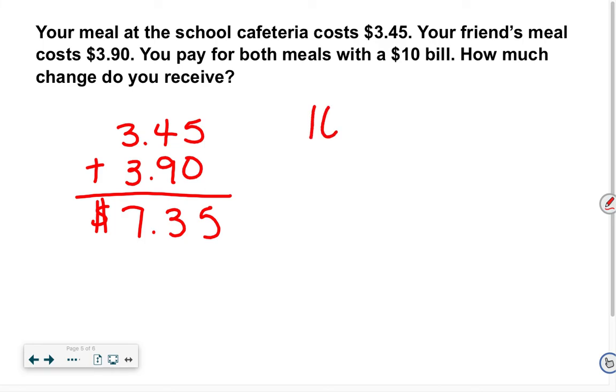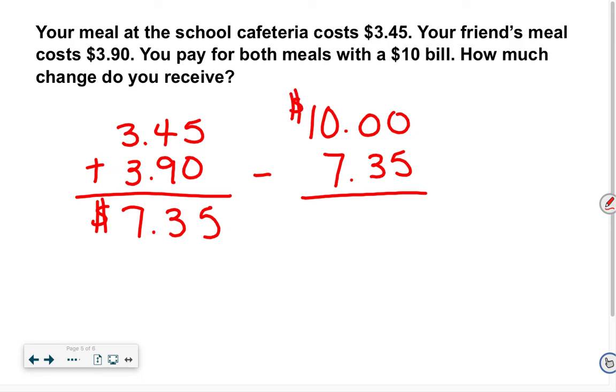So if I pay with a $10 bill and they take out $7.35, what's left over? What do I get in return? What is my change? What is my change, Jorlyn? Jorlyn says $2.65. Is he correct? Yes. So if the cashier gives me back my money, I better get this much back, correct?